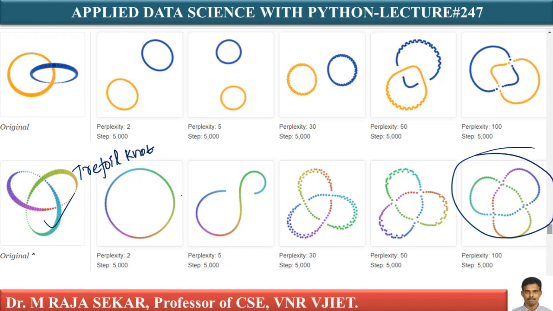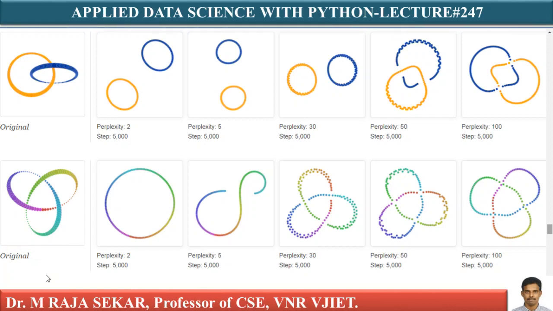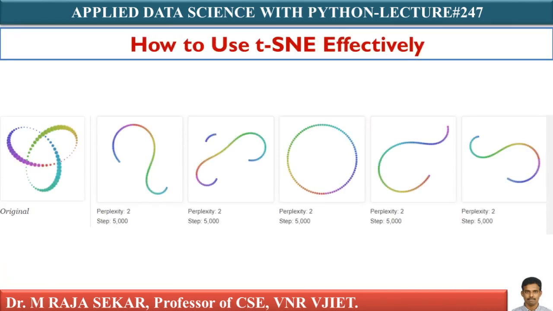Let me take one more simple example. If my actual data is, what is this? This is known as a trefoil knot. Here, what am I doing?